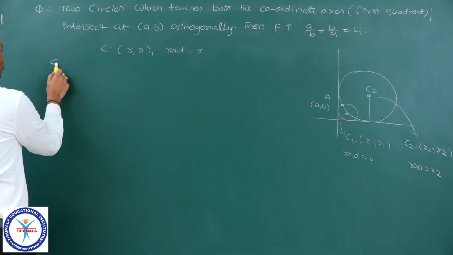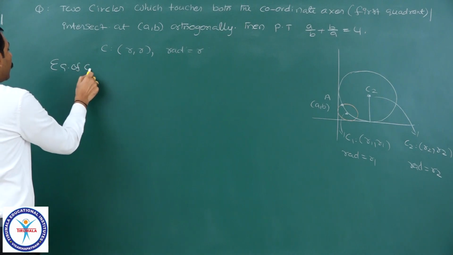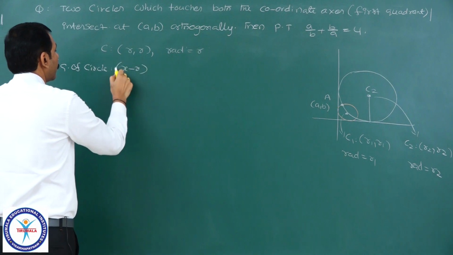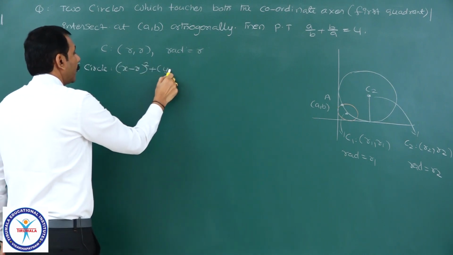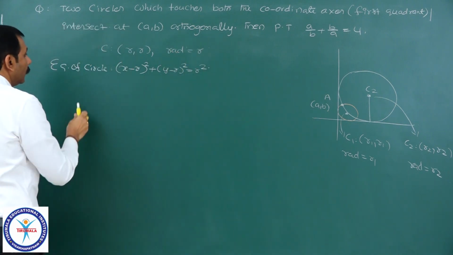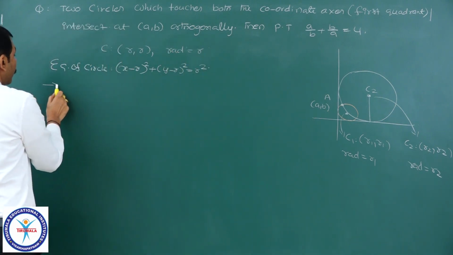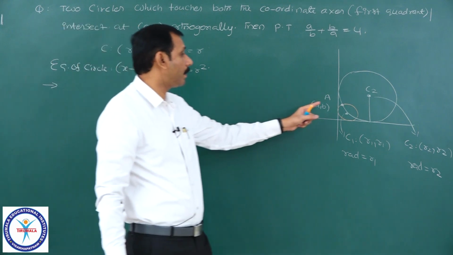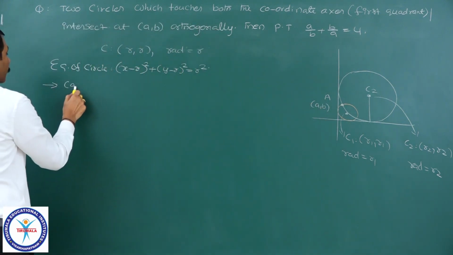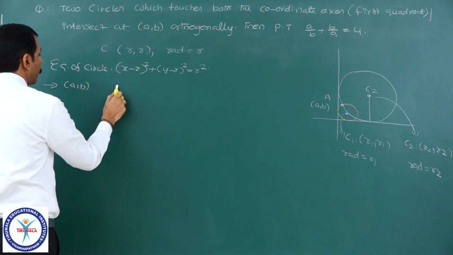Now, what is the equation of the circle? The equation of the circle is of the form x minus r whole square plus y minus r whole square is equal to r square. But given that they intersect at a point a comma b, meaning it lies on this circle, I will substitute here. It is passing through a comma b.